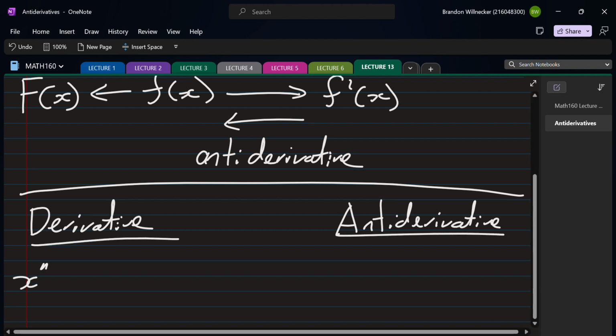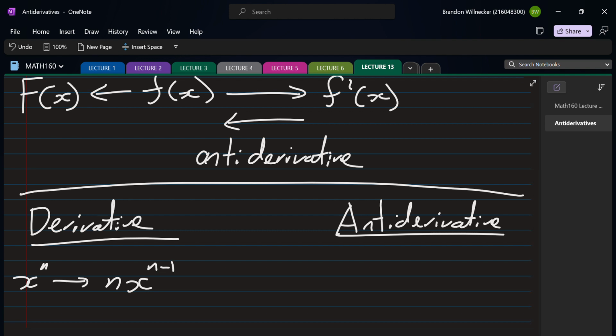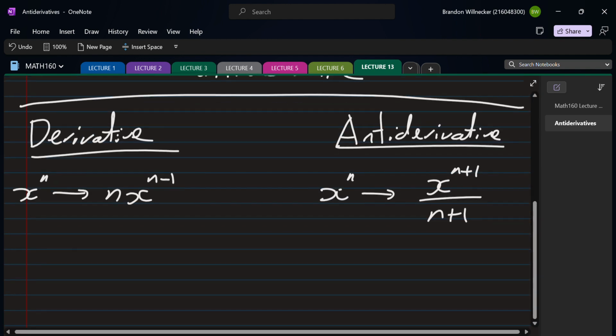Okay, so x to the n, if we take the derivative, it will be n x to the n minus 1. Okay, we know how that works. For the antiderivative, if we have x to the n, that becomes x to the n plus 1 over n plus 1. Okay, so it's the reverse process. Instead of subtracting 1 from the exponent, we add 1. Instead of multiplying by that exponent, we then divide. Okay, it's just the reverse.